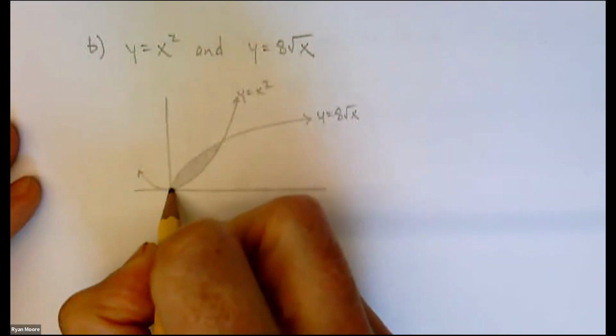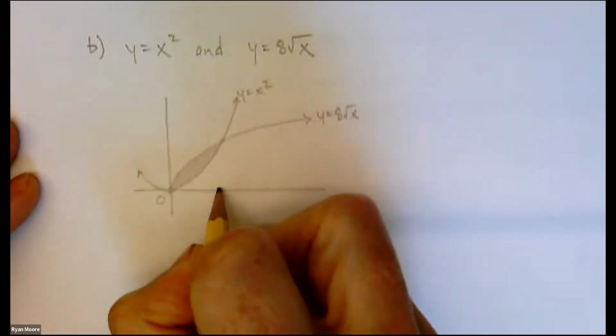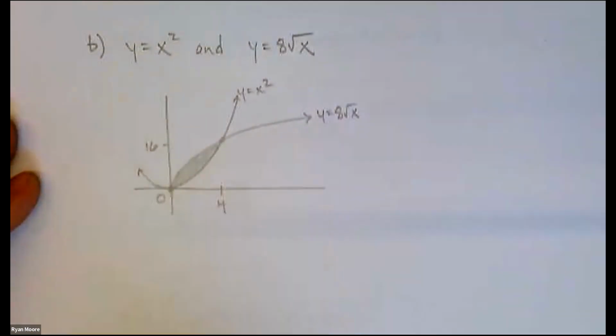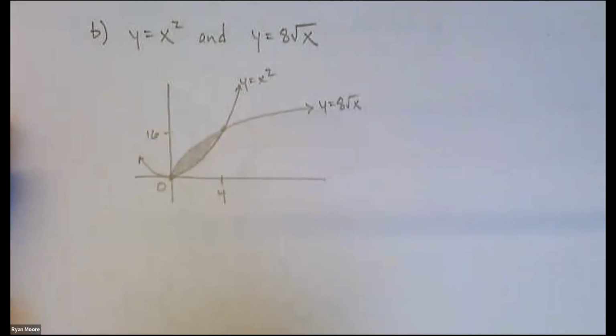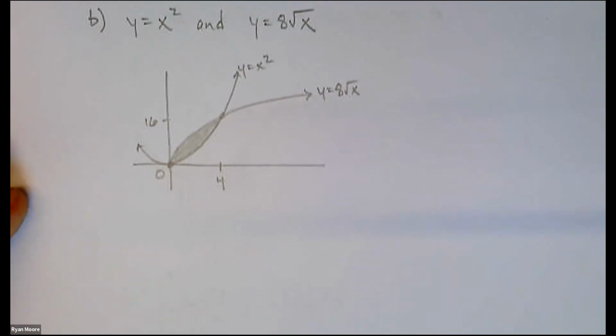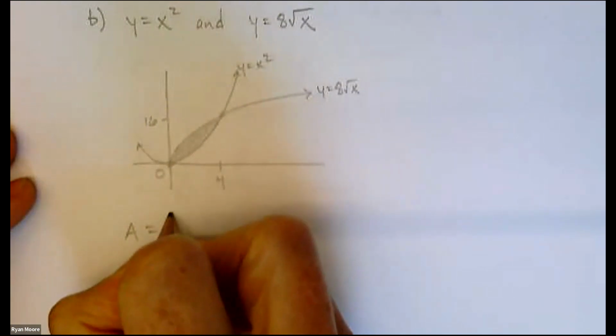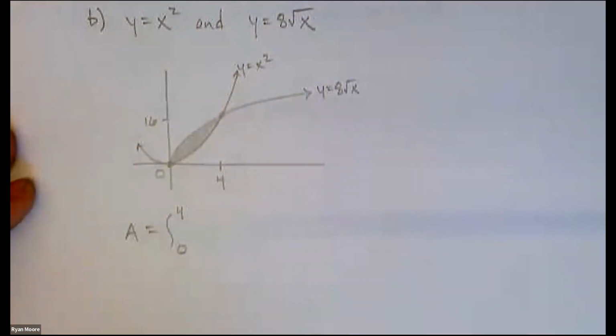Okay, we notice they cross here at 0 and they cross here at 4. We could note that it's at 16, although I don't think that's necessarily going to help us. Okay. With this, we've got a good drawing. We've identified where they intersect. Let's find the area. This integral is from 0 to 4.